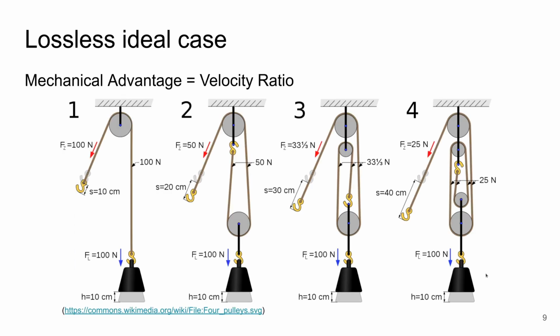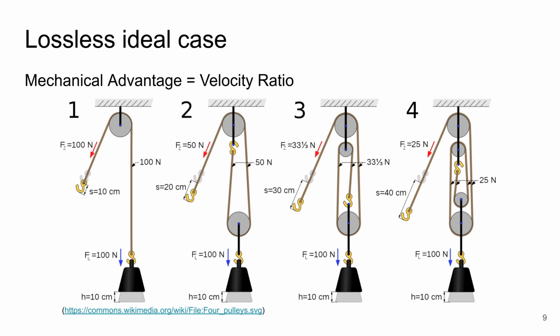So far, what we've been talking about really are ideal cases. These are lossless cases where there's no energy loss, there's no friction, and there's no stretching of the cable, and most importantly, we assume that the weights of the pulleys are 0. In other words, all the pulleys are weightless. Now, in an ideal case, the mechanical advantage exactly equals the velocity ratio. So in these 4 examples, you can see that the mechanical advantage is exactly equal to the velocity ratio.